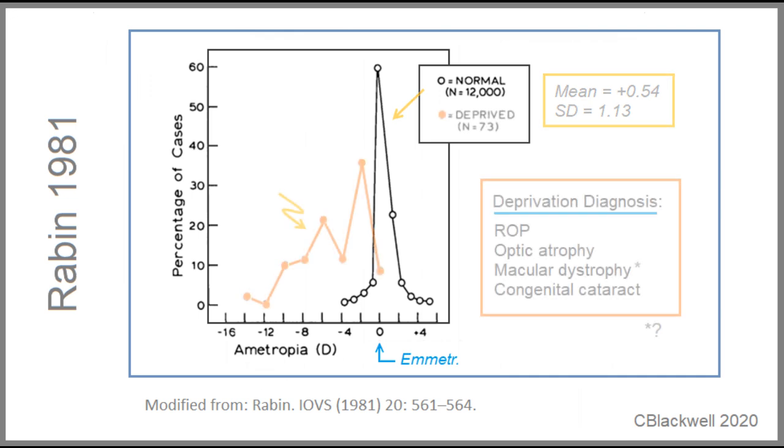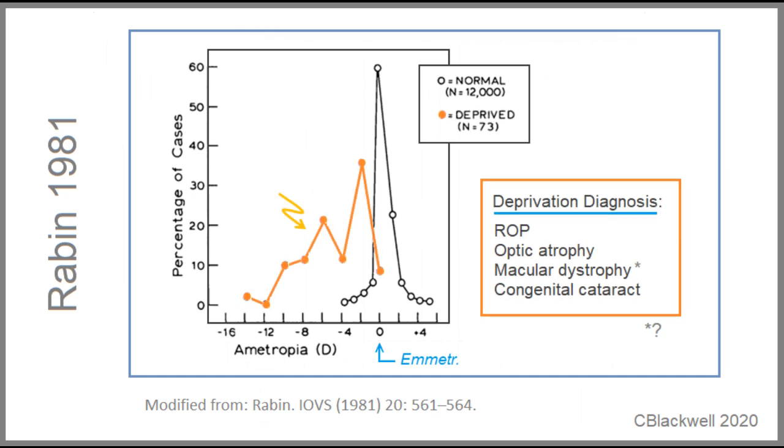Compare that to people who had some kind of pathology that degraded the retinal image, like cataract or retinal disease. That is represented by the orange line. Without a clear image, feedback control is lost and the eye takes on a wide range of myopia, up to minus 14 diopters in this survey. That normals have such a narrow distribution shows you what an effective mechanism the eye has for regulating its growth.